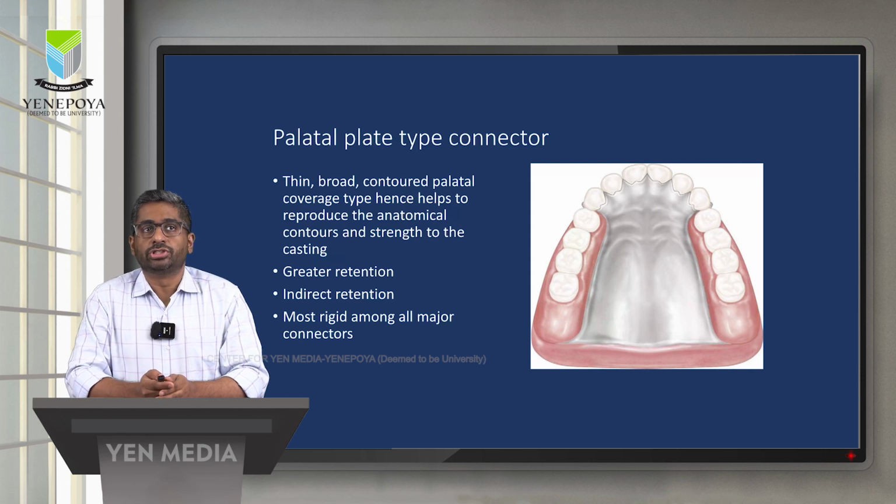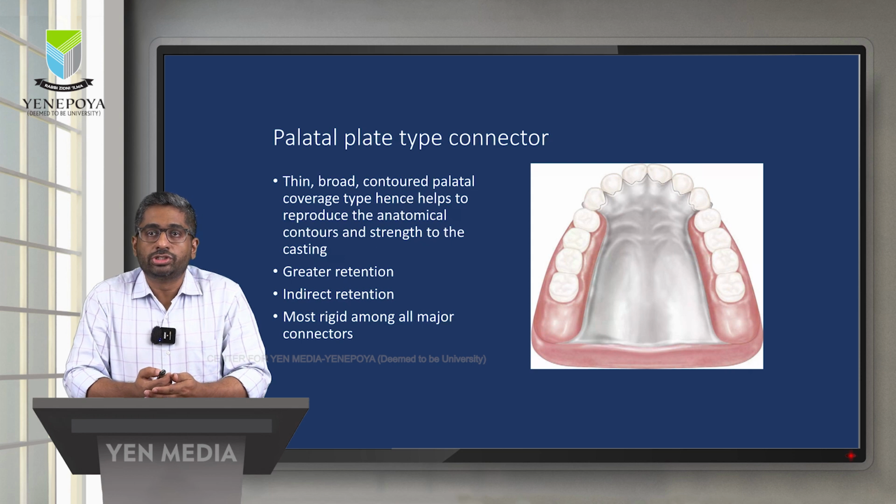Now, the palatal type major connector or the full palatal coverage major connector is also a very good major connector to use, especially in extensive cases or in cases where you have to treat palatal defects. Now, they are thin, broad contoured palatal coverage, hence they help to reproduce the anatomical contours and the strengths of the casting. Okay, they have great retention. They also give you indirect retention and are the most rigid amongst all of the major connectors.